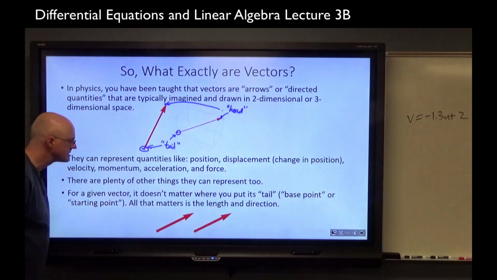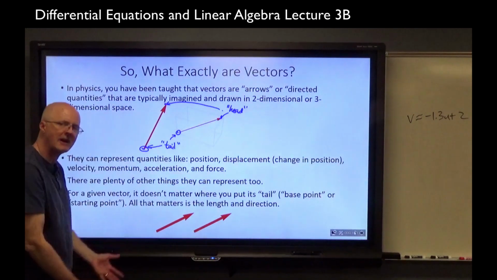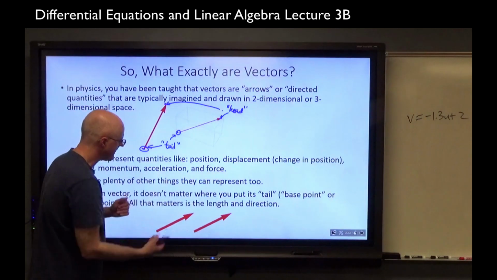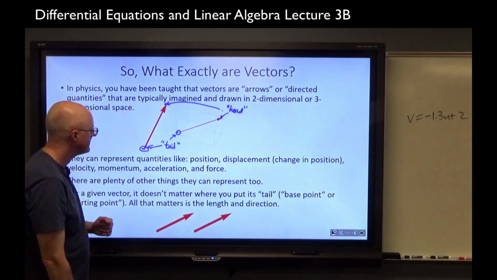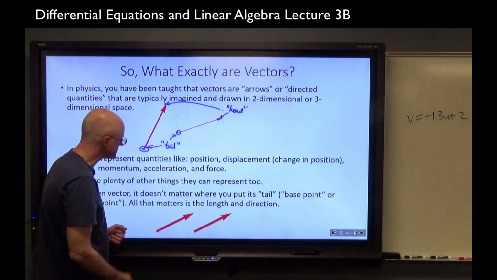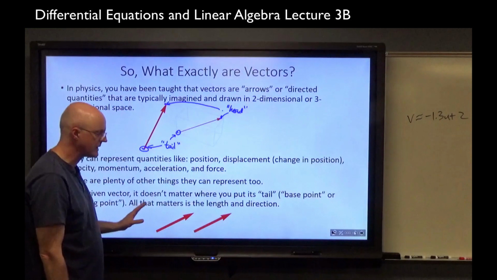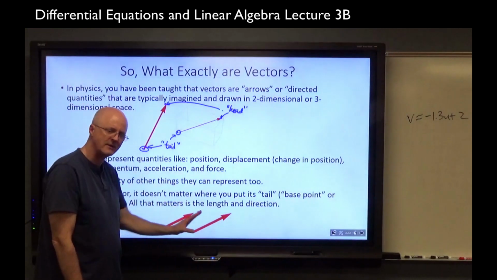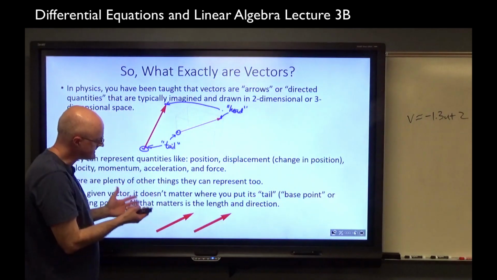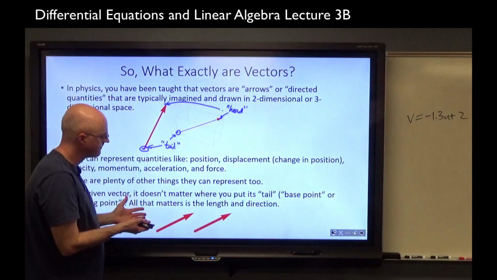These two arrows are thought of as the same vector, even though their tails, their initial points or base points are in different spots. Can you do a rigid translation to get one to the other? They have the same length and the same direction. They are the same vector.